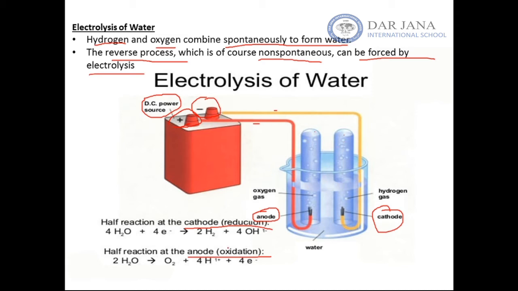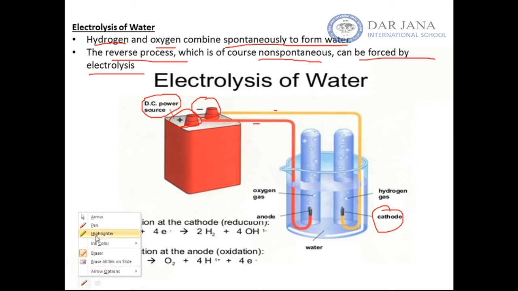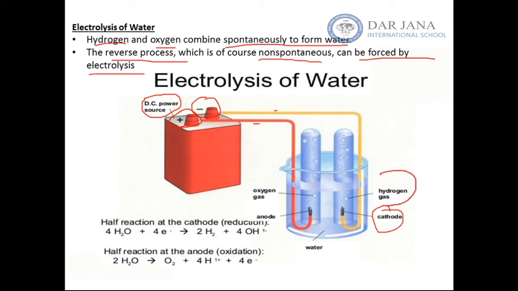What are the half reactions that are found here? We have two reactions. The first half reaction is occurring at the cathode. At the cathode, we are obtaining hydrogen gas in this reaction: 4H2O plus 4 electrons gives 2H2, so this is the hydrogen gas produced here, and 4OH minus.